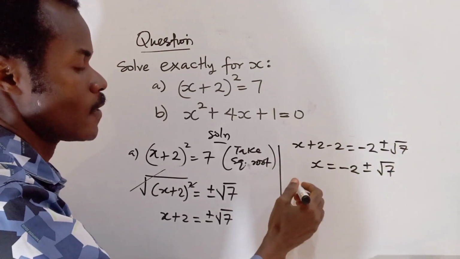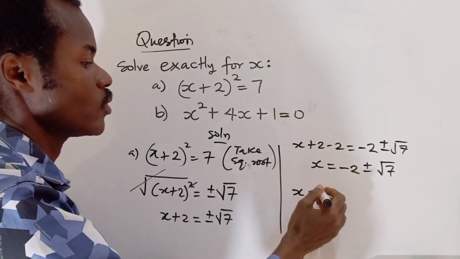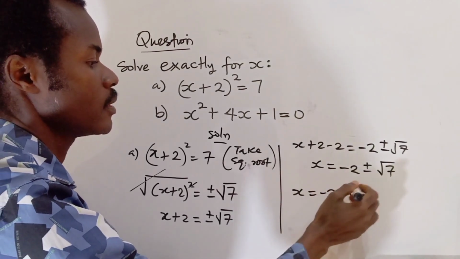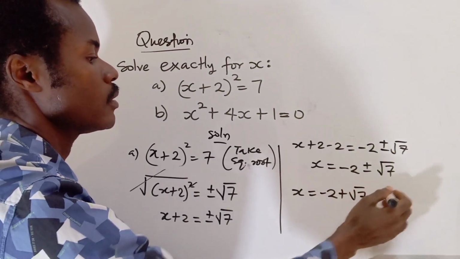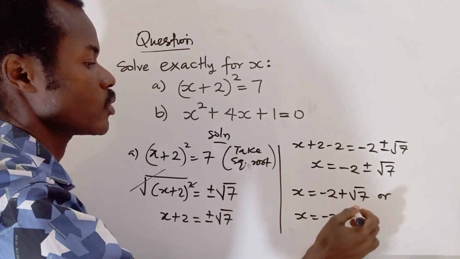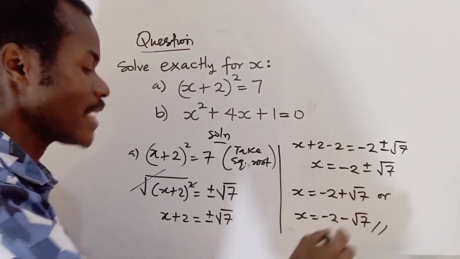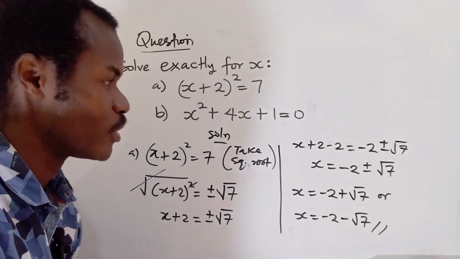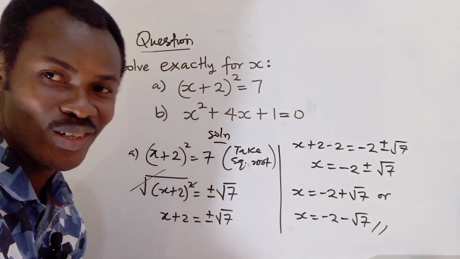So our answers here are x equals minus 2 plus root 7, or x equals minus 2 minus root 7. So these are the two solutions for the first problem. Now let's solve the second problem.